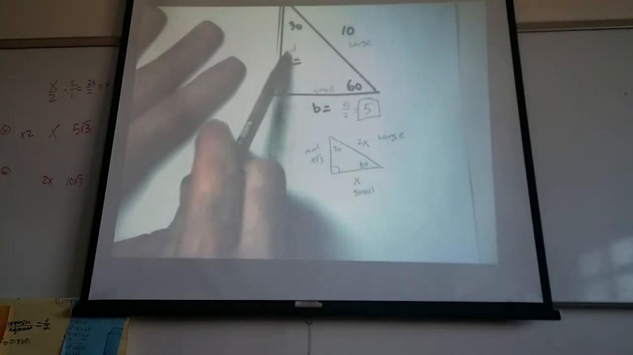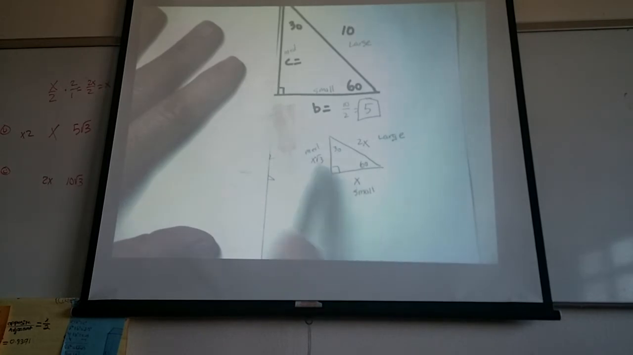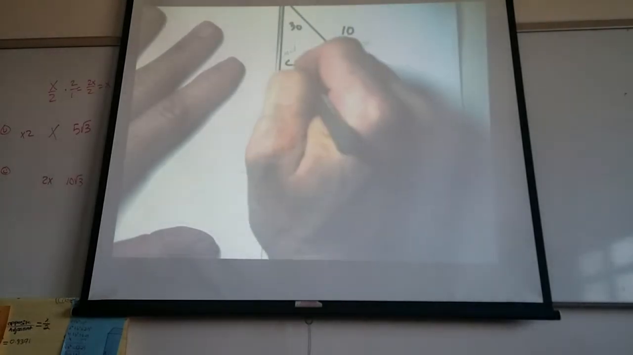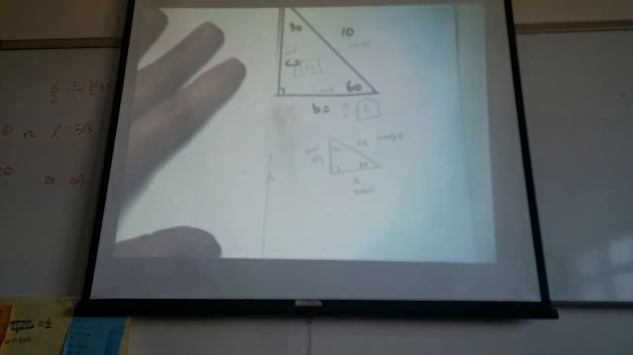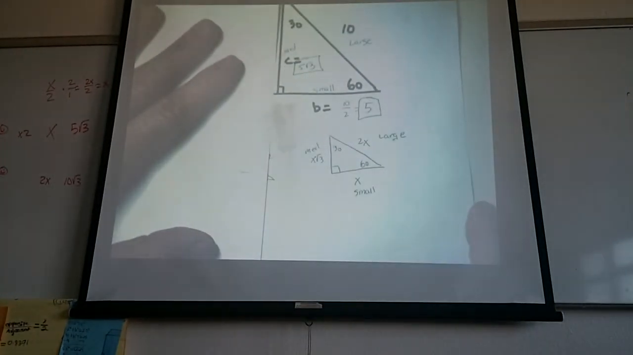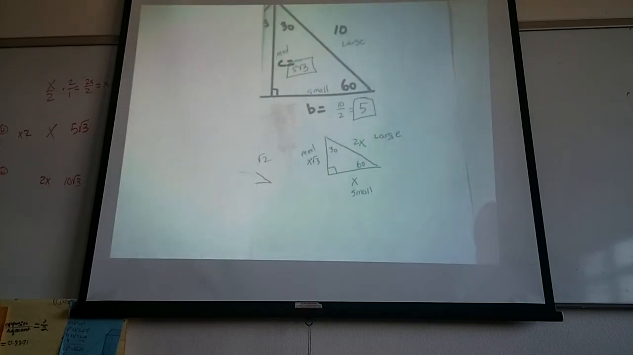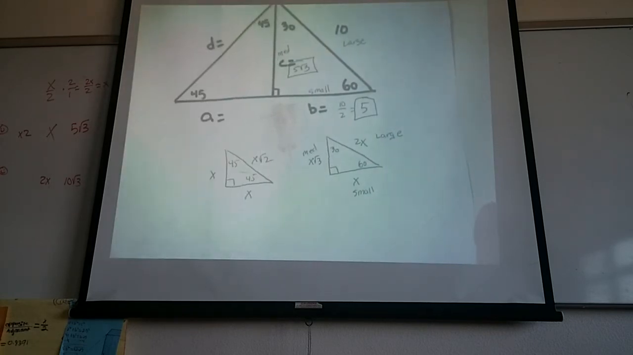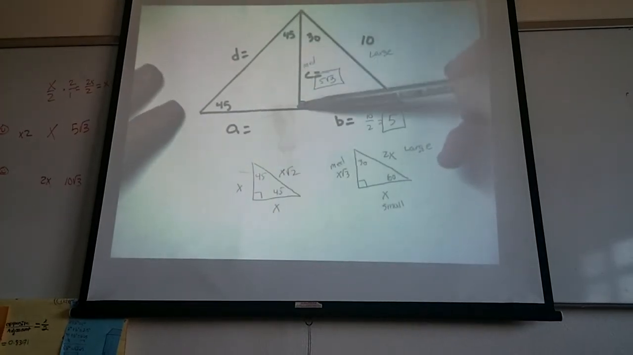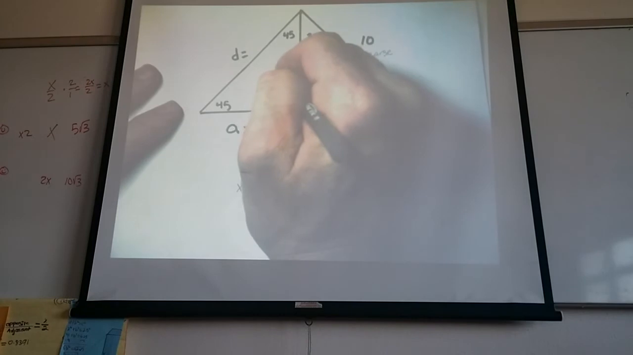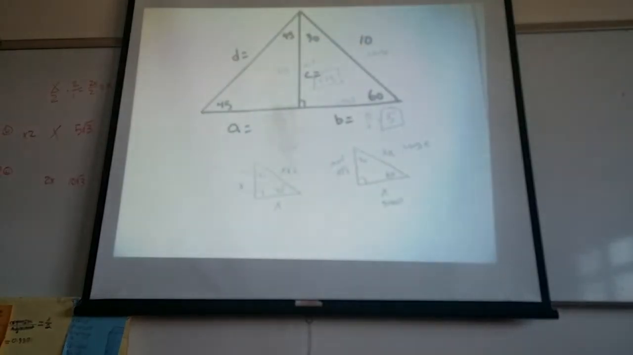And to go from small to medium, what do I do from here to here? I multiply by square root of 3. So here I'm going to say 5 multiply by square root of 3. Okay, now I have this answer here. Now I'm going to look at the 45, 45, 90 triangle. But remember, you have this side right here, and this is 5 square root of 3. It's not very pretty, but that's okay.